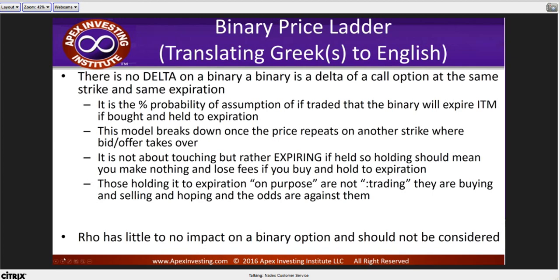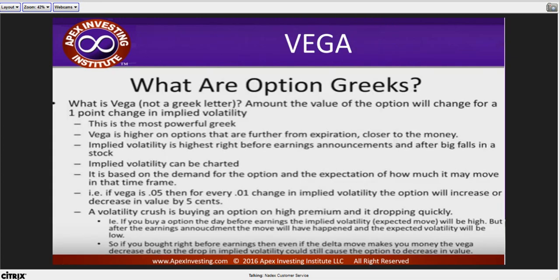We also have vega. Vega is not a Greek letter. It's the amount the value of the option will change for a 1 point change in implied volatility. It's the most powerful Greek. It actually impacts options that are further from expiration and closer to the strike. Okay? It's highest right before things like earnings announcements or interest rate announcements. It'll make the binary very expensive.